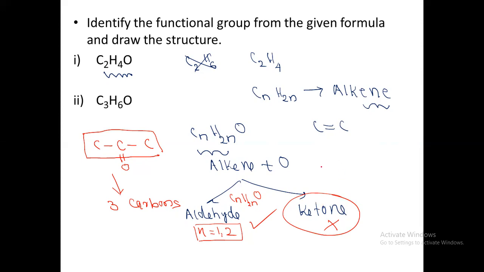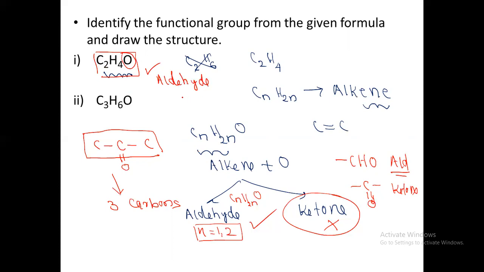Okay, understood. So in the first example, this is an alkene formula along with O. It can be 2 possibilities, aldehyde or ketone. The functional group can be either CHO, that is the aldehyde functional group, or a ketonic functional group. But it's very clear that there are 2 carbons, and there is no ketone with 2 carbons. Ketones start from 3 carbons onwards. So the only possibility is aldehyde. The functional group is aldehyde.